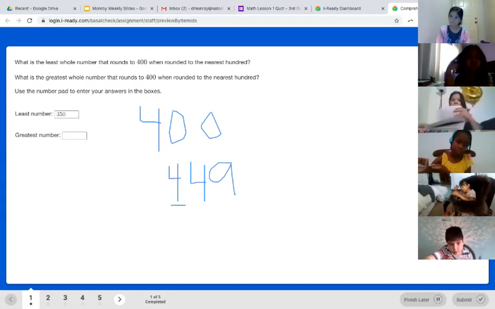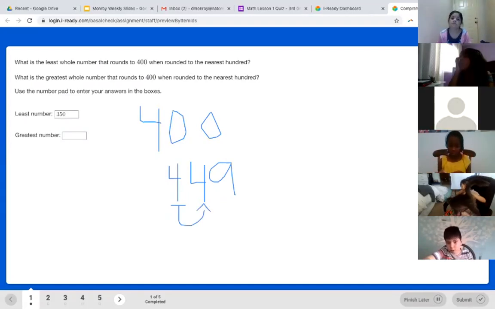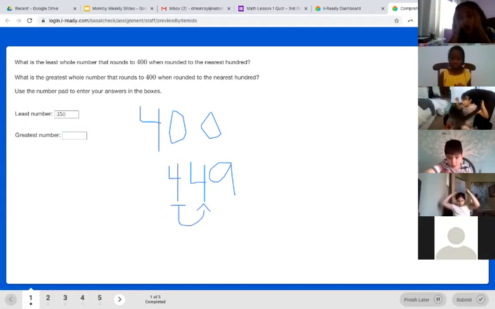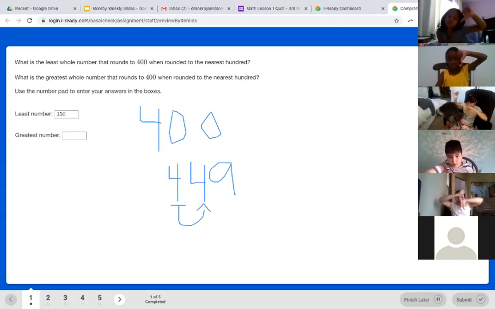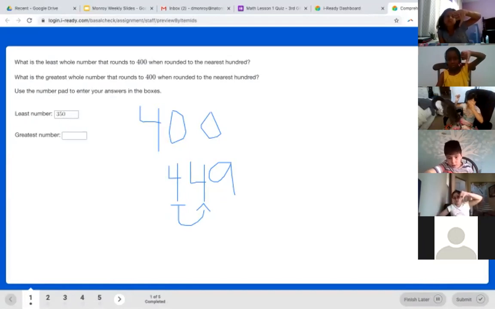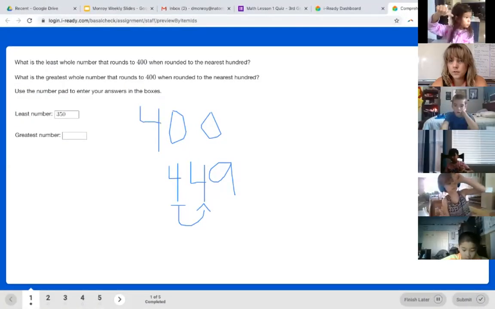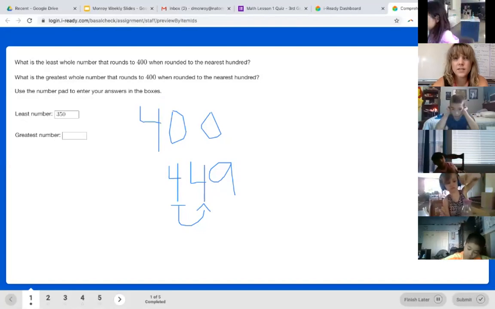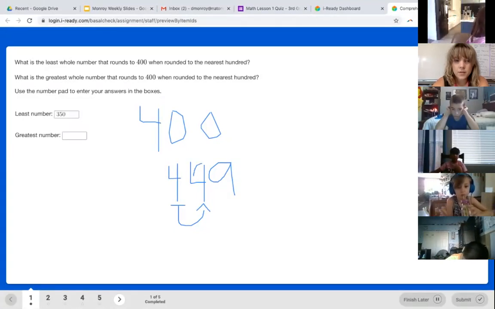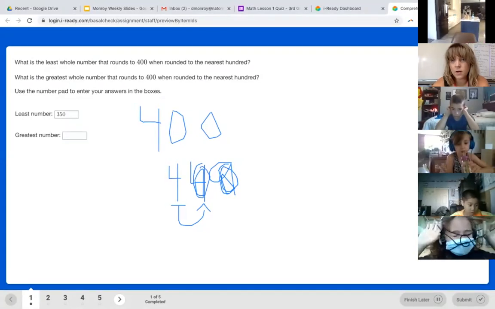Okay, we're going to look at the 4, look next door. 4, is that greater than 5 or less than 5? Let me see your thumbs. 4, greater than 5 or less than 5? Good, I'm seeing some thumbs down. Good, it's less than 5. So that means the 4 is going to stay the same and the rest zero their name. So this would become a 0 and this would become a 0. So does that round to 400?